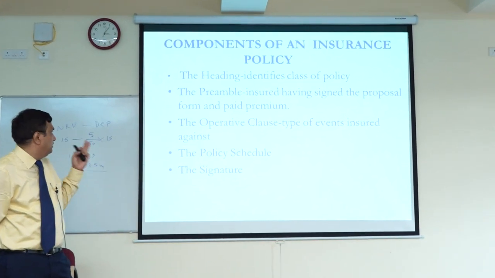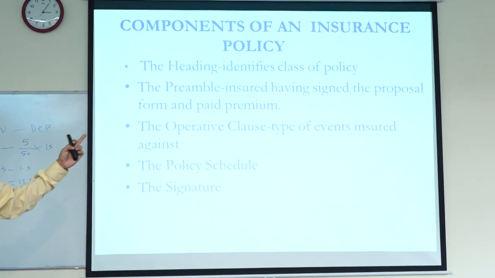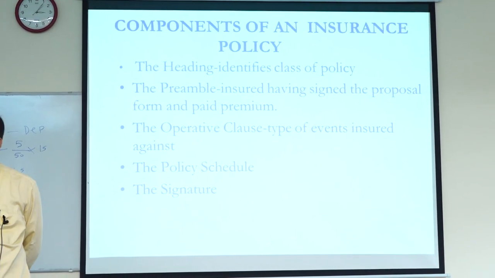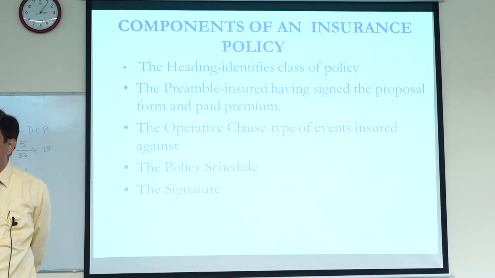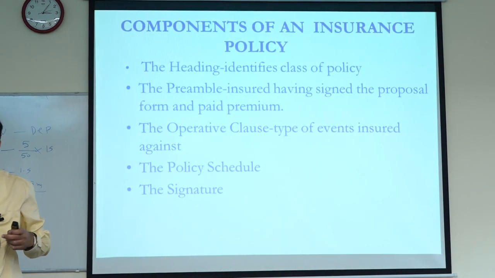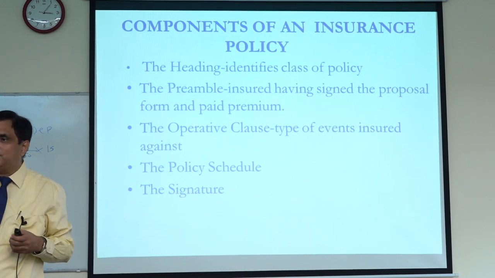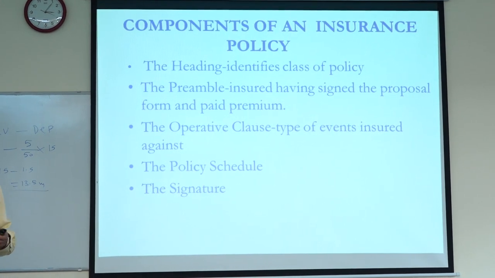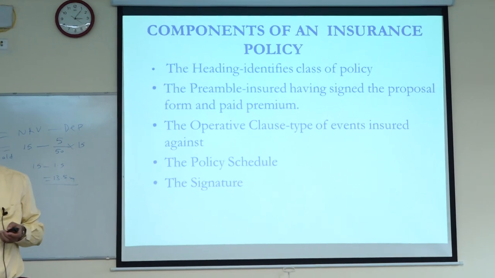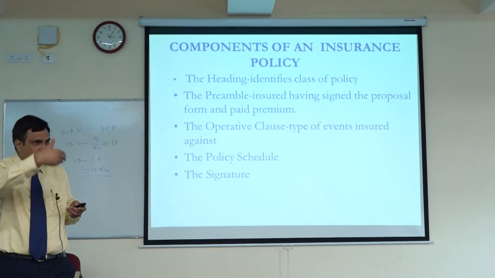The operative clause says the type of events insured against. Then the policy schedule, which is the printed portion, will describe your sum insured, your location, your address, all that will be part of the schedule. And then finally, the underwriter or the insurer signs it. These are the various parts of a policy.